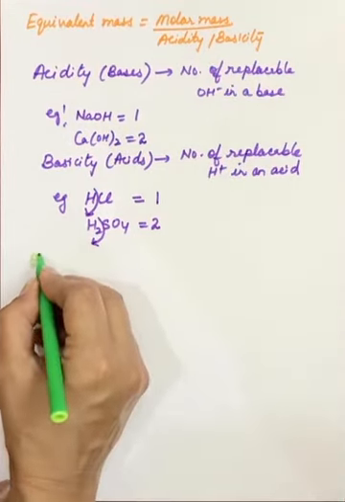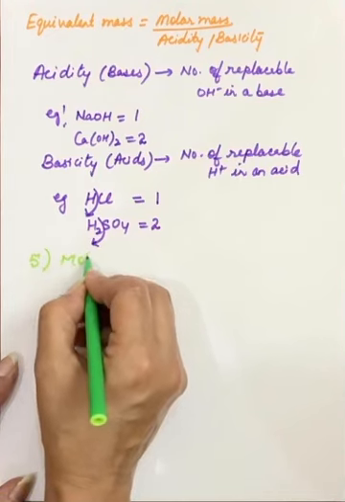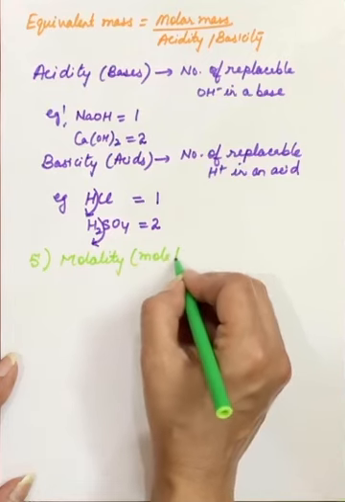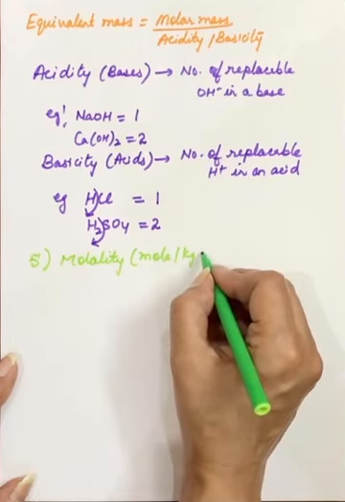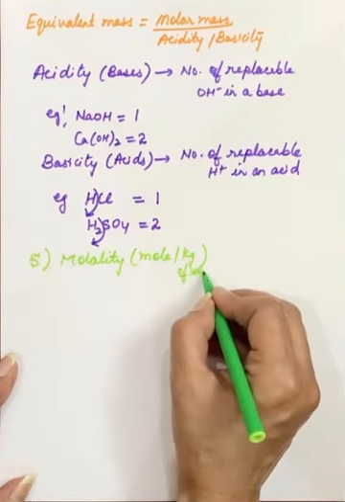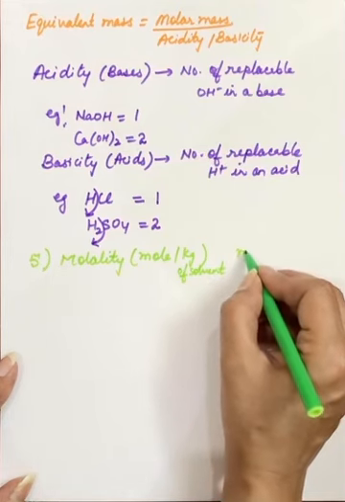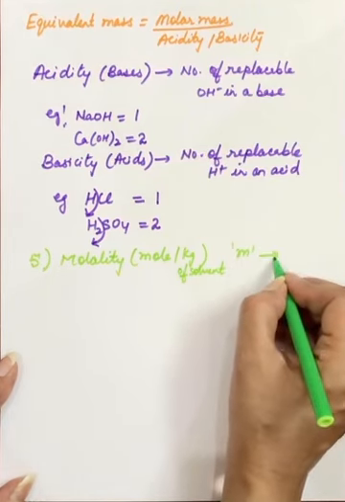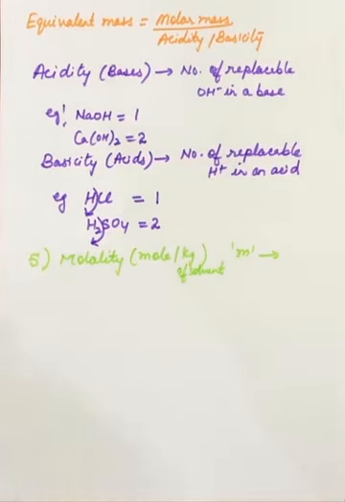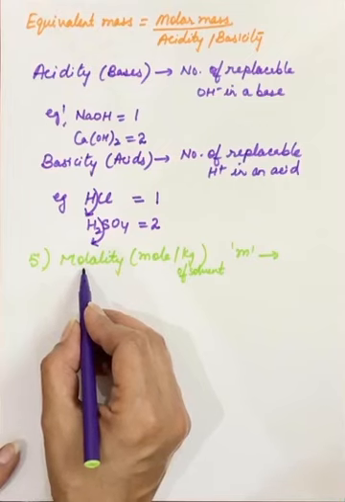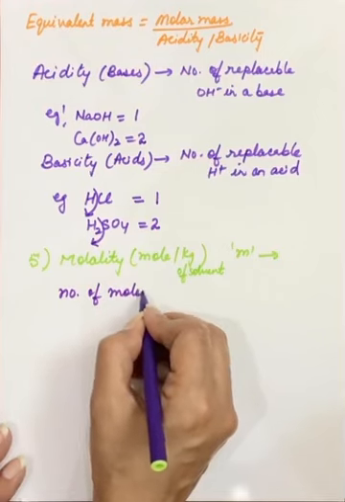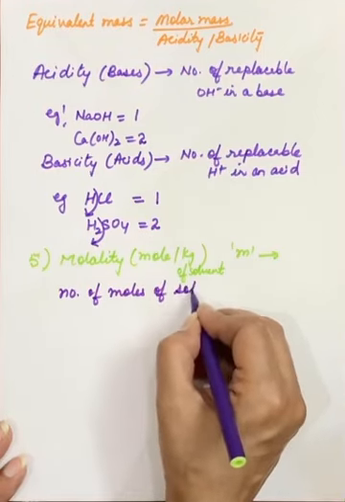Moving on to the next concentration term, that is molality. What is molality? It is moles of solute in 1 kg of solvent. So it is represented as moles per kg, but this is per kg of solvent, remember. It is designated by the symbol small m, while molarity is designated by the symbol capital M. What is molality now? See, in the name only there is the word mole here. That means it is the number of moles of which substance? Of solute.